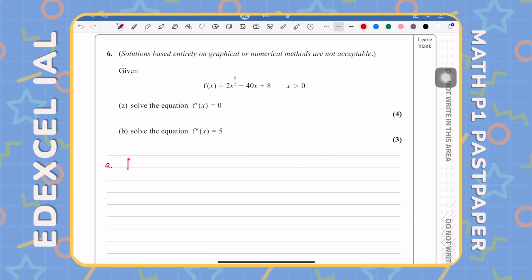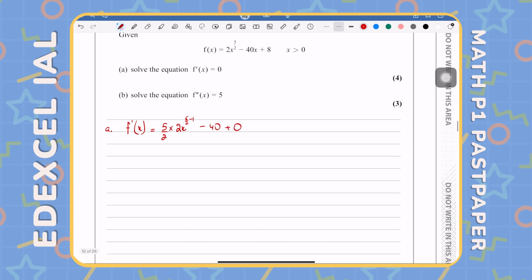Okay, we follow the rules of differentiation, that is we multiply the power and we take 1 away from the power. So this would be equal to 5 upon 2 times 2x raised to the power 5 upon 2 minus 1, minus 40. Because if you take 1 away from x, it becomes x to the power 0, which is as good as 1. And 8, when you differentiate it, is equal to 0.